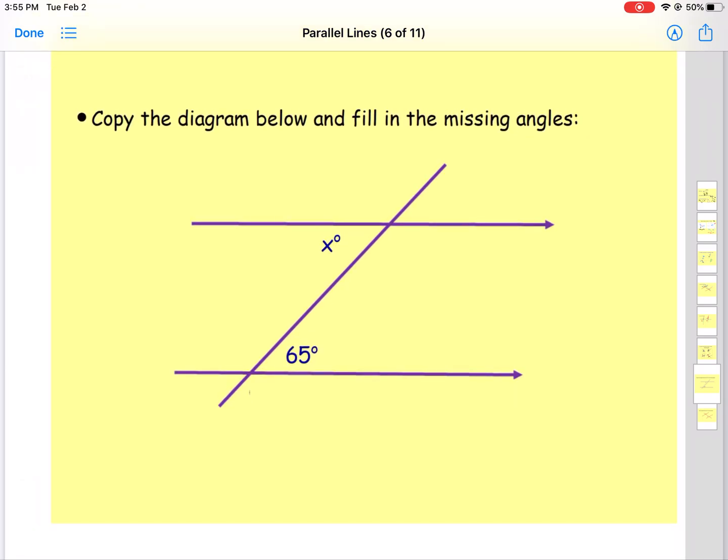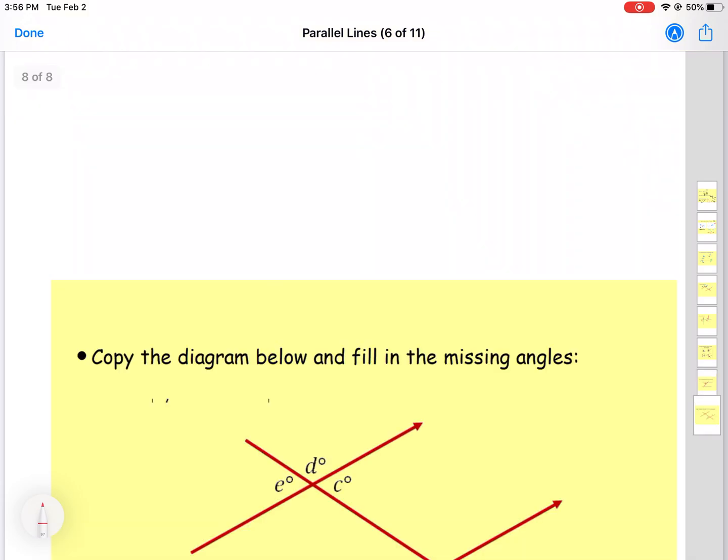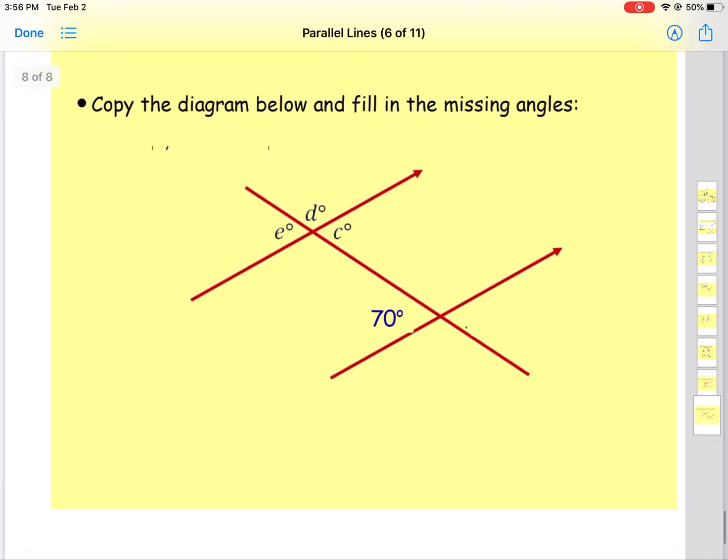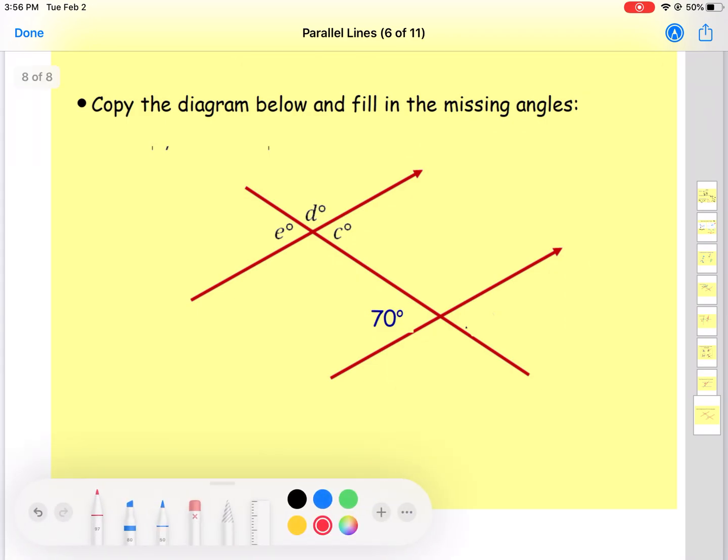So, in this case, we're only asked to find one angle, and there is a Z shape which contains that angle along that red line. 65 and the X are contained within that Z, which means X has to be 65 degrees. Next one of these. This is similar to the one we had previously. The only thing here is we now have a Z shape instead of an F to work with.